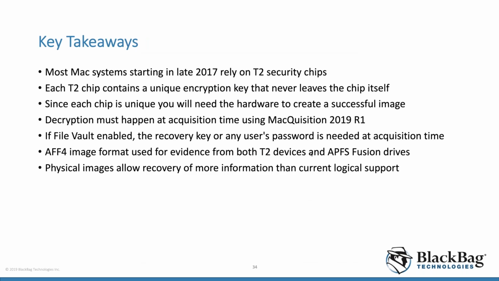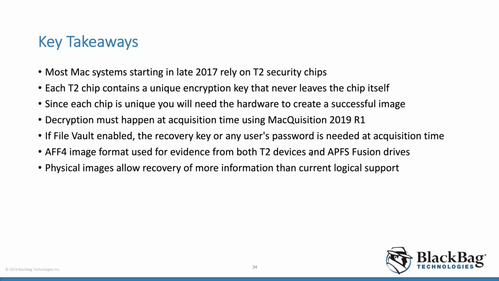So in conclusion, and of course I'll answer your questions, these are the key takeaways. Most Mac systems starting in late 2017 are now relying on these T2 security chips. Each of these chips contains unique encryption keys that can never leave the chip itself. Since each chip is unique, you're going to need the original hardware to create a successful image. Decryption needs to happen at acquisition time using MacQuisition 2019 R1, which is the first and currently only tool that's able to do this.